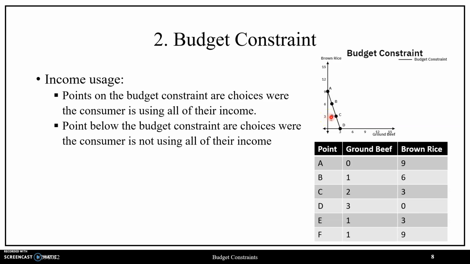3 plus 3, the consumer is using 6 of their $9 in terms of their income process, so they could be purchasing some combination of more brown rice or more ground beef.